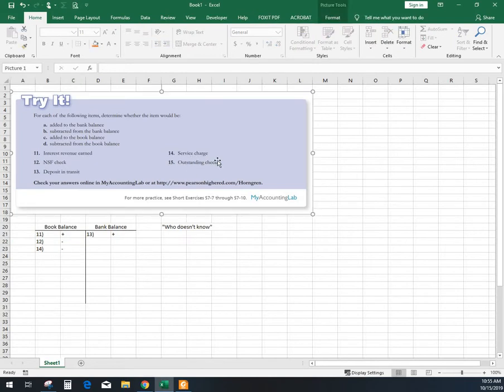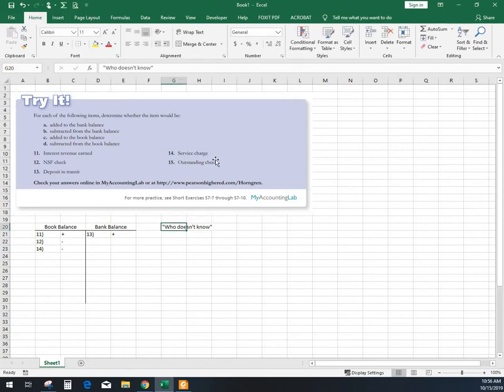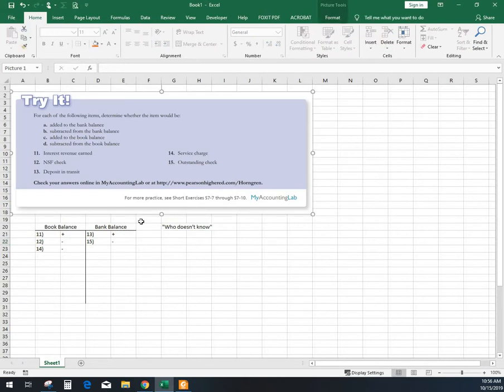And the last one is outstanding check. Who doesn't know about an outstanding check? Well, we wrote the check, so we obviously know about it. The bank does not. So it goes on the bank's books. And since it's a check that we wrote, it needs to be subtracted from the bank balance. So those are the answers that we've come up with.